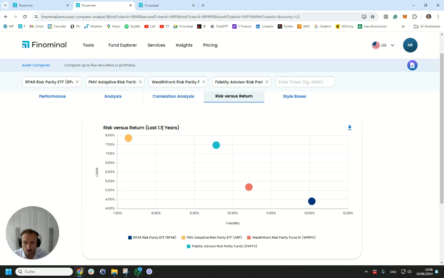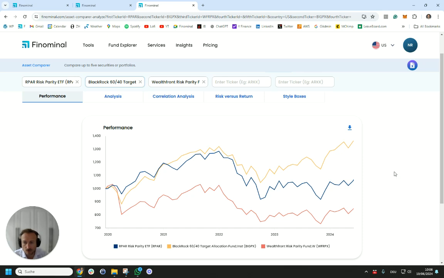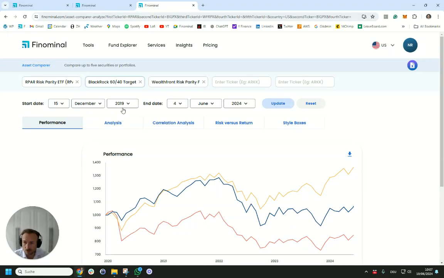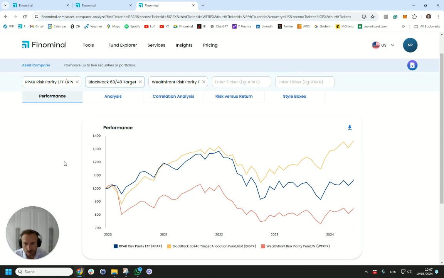What we can do, however, is that one of these products, the one from Wealthfront, has a longer term track record. So we can simply compare RPAR versus the product from Wealthfront. And here we have performance going back to 2019, so this is roughly almost 5 years. And over that time period, we actually do see that RPAR has outperformed. I've also added the 60/40 portfolio here from BlackRock. As you can see, that actually has done better for that time period.